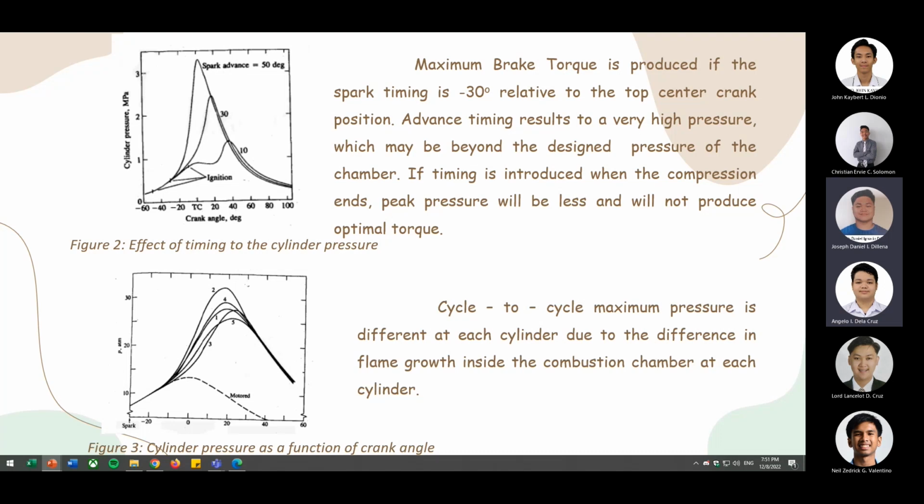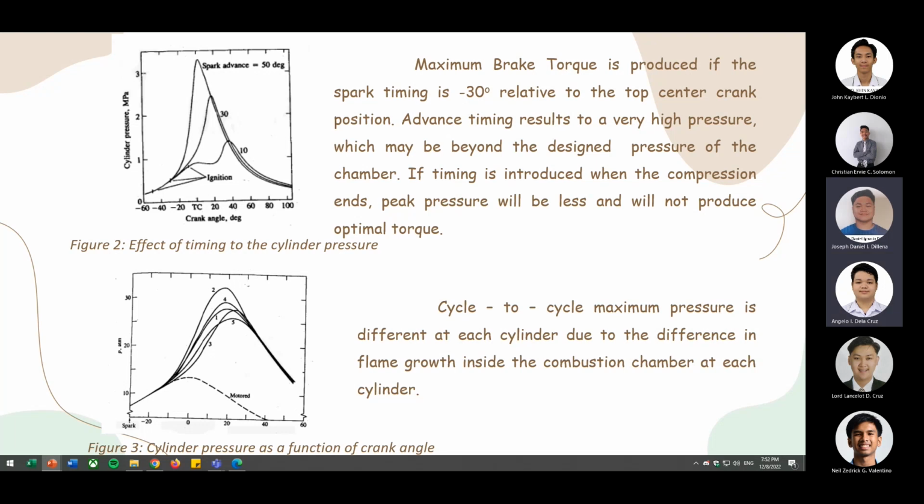If the timing is too advanced, this will result in a very high pressure inside the chamber, which may be beyond the design pressure of the chamber. If the timing is introduced after the compression ends, known as ignition retardation, the peak pressure will be less and will not produce optimal torque. This will also result in short combustion inside the chamber and will yield more unburned mixture. The optimal timing depends on the flame development and propagation, the length of the flame travel path across the combustion chamber, and the flame termination process after it reaches the wall.